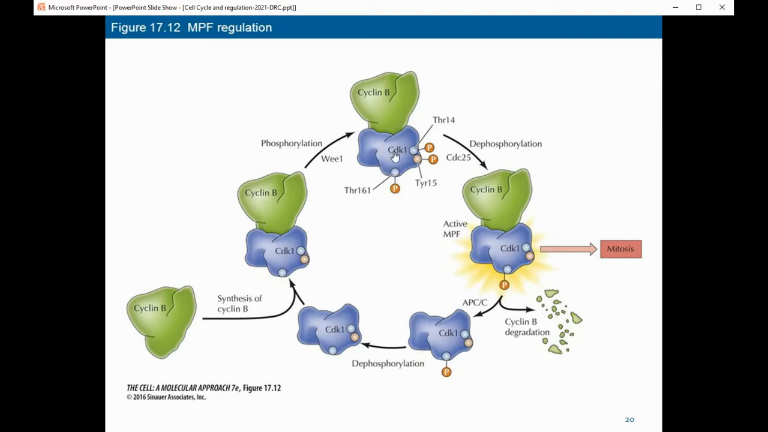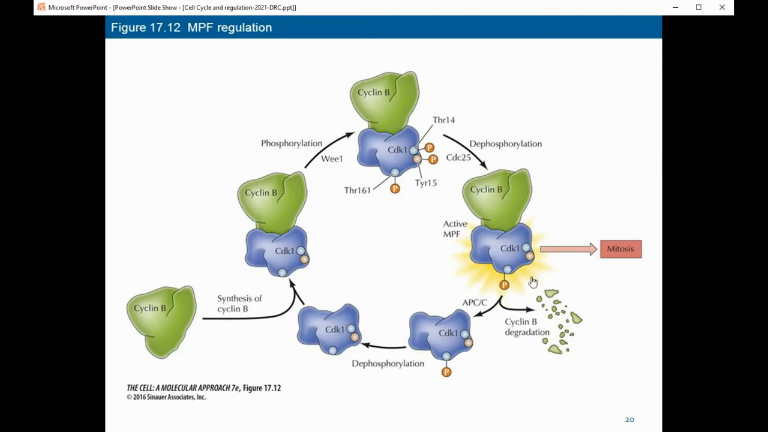However, at the same time, phosphorylation takes place at two other positions, threonine 14 and tyrosine 15. These two phosphorylations make this CDK inactive, although it has the phosphorylation at threonine 161 and the cyclin B. Later on, the dephosphorylation of these two positions leads to activation of the MPF.